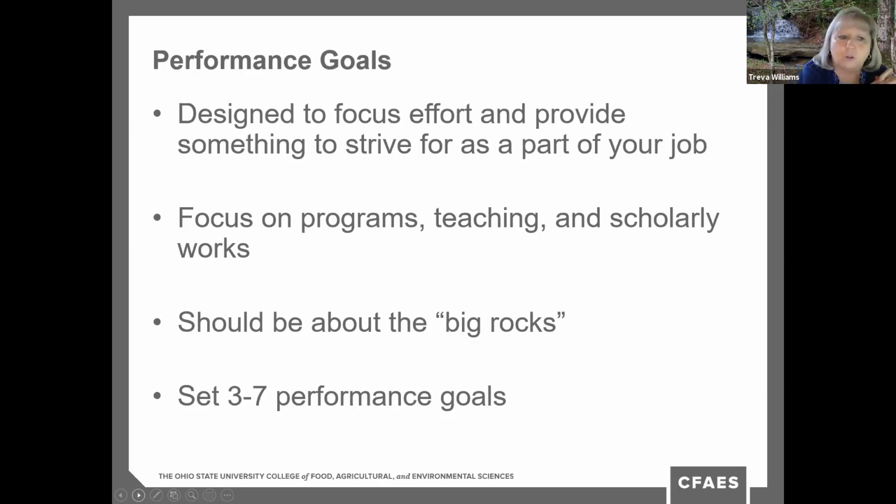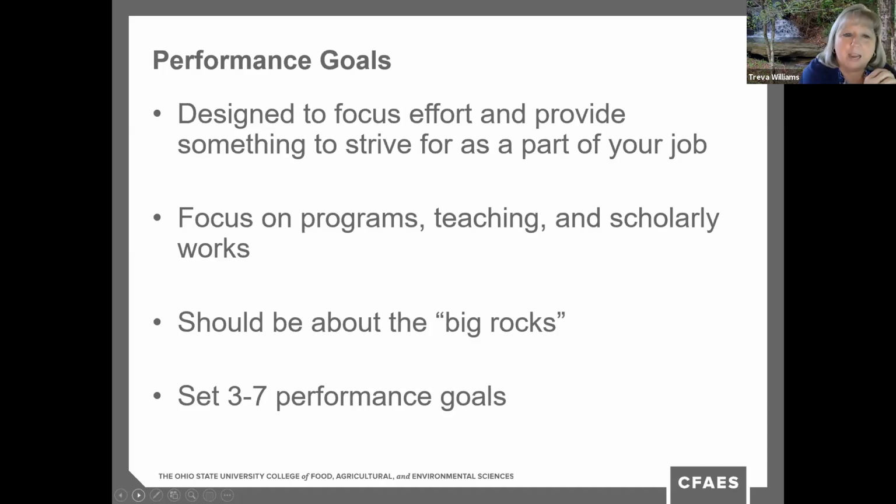And it could also focus on our scholarly works. So for some of us, that may mean that part of one of our performance goals may be that we're going to submit proposals to 2 professional association meetings. Now you say, no, wait a minute, is that a performance goal or is that a professional development goal? If I go to the meeting, that's professional development. Well, that's where they kind of blend sometimes.